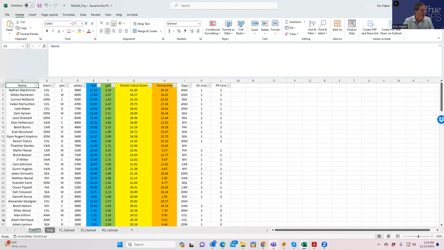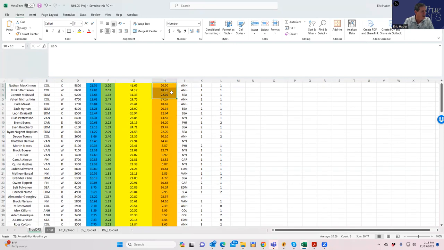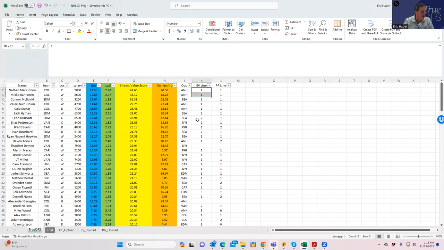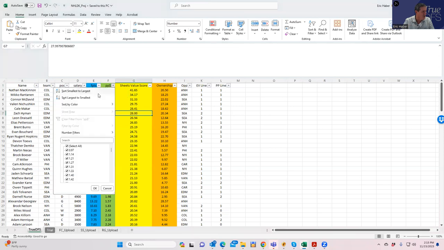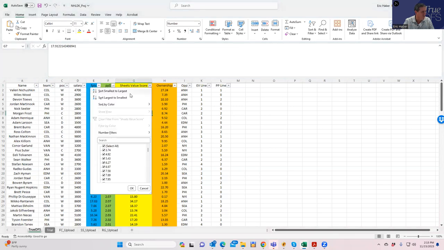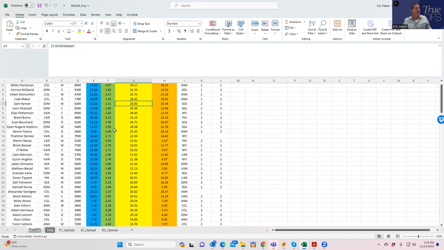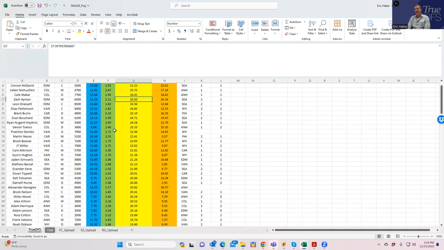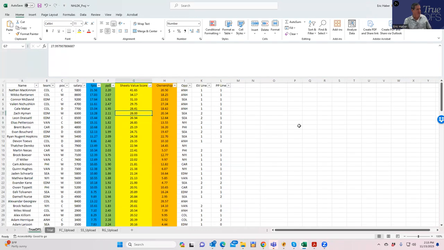We also have an ownership projection, which is similarly obtained. We have the lines, which are very, very fluid, to say the least. And then the two big ratings here: the points per dollar rating, and also the sheets value score rating. The sheets value score rating is kind of a combination of points per dollar and just overall fantasy points.